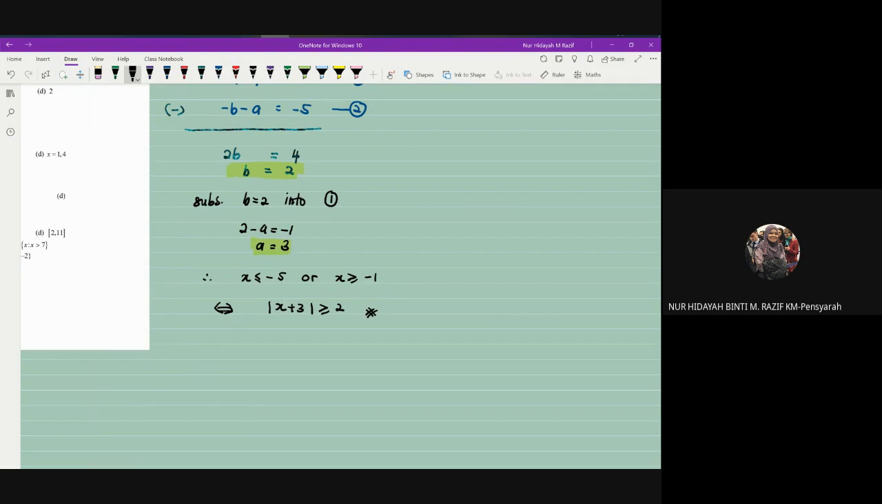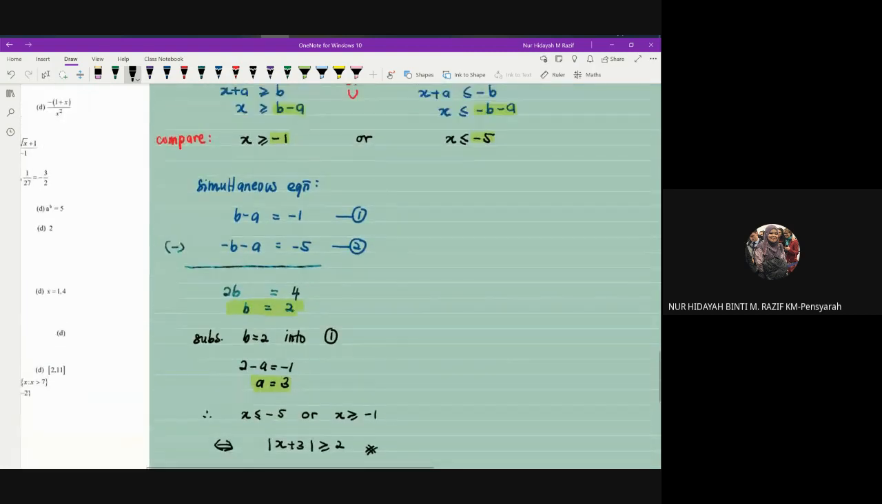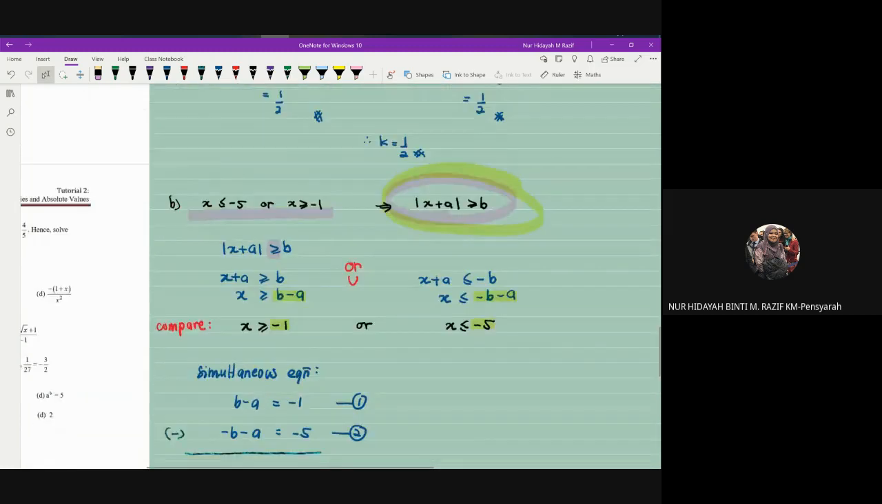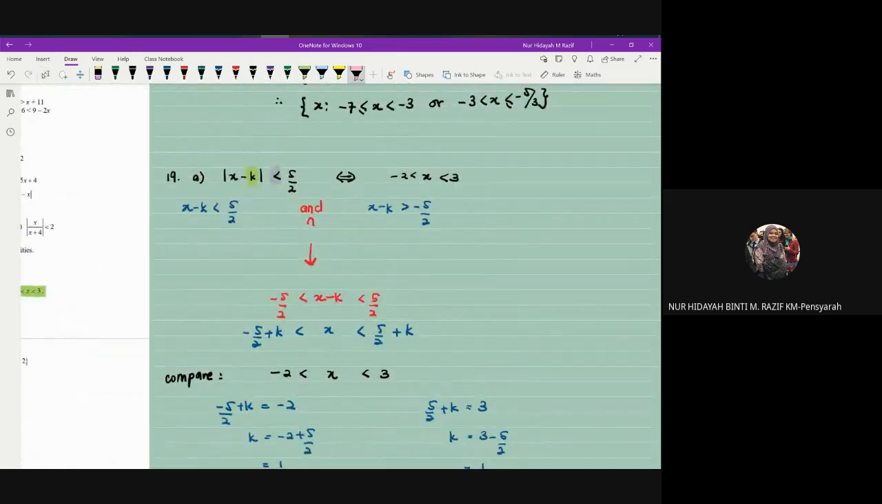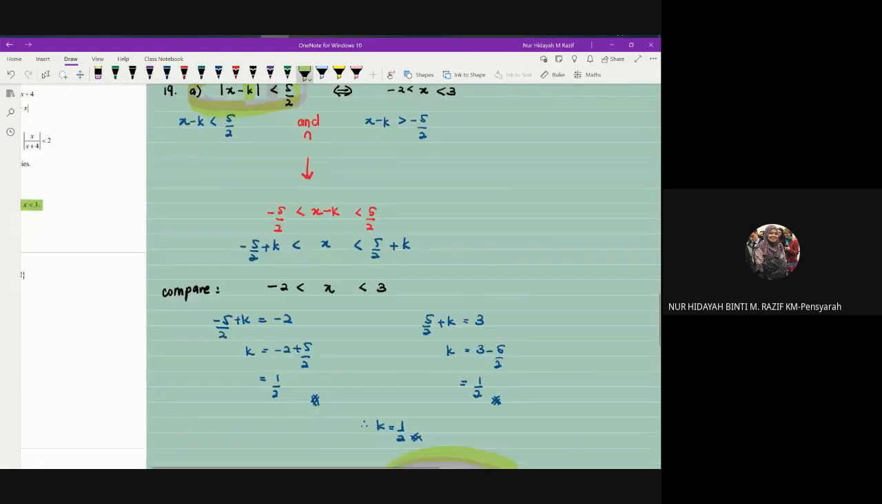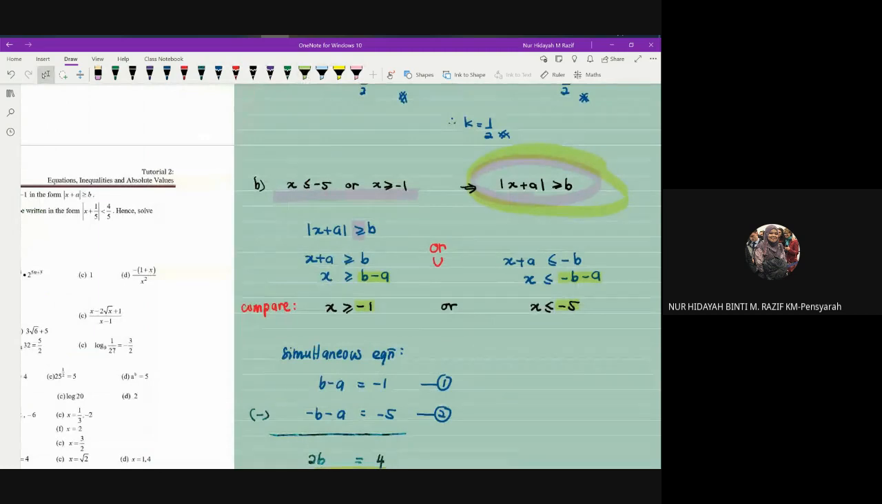Okay, boleh follow setakat itu? Nampak apa yang saya buat? Okay, so itu tips. You dapat soalan macam ni, dia ada bagi dua info. Daripada dua info itu, tengoklah which one yang you boleh guna. In this case, yang you boleh guna adalah yang ada absolute value tu sebab kita tahu definition dia.